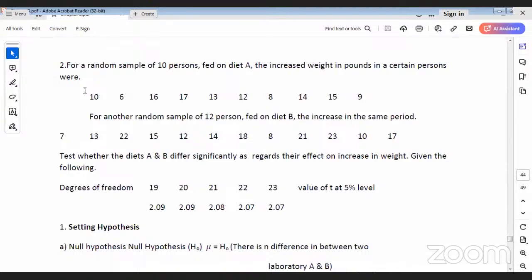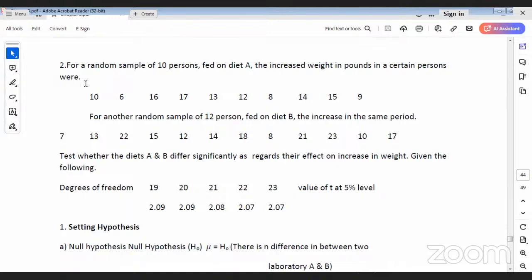From a random sample of 10 persons fed on diet A, the increased weight in pounds in a certain period were 10, 6, 16, 17, 13, 12, 8, 14, 15, 9. From another random sample of 12 persons fed on diet B, the increase in the same period was 7, 13, 22, 15, 12, 14, 18, 8, 21, 23, 10, 17.